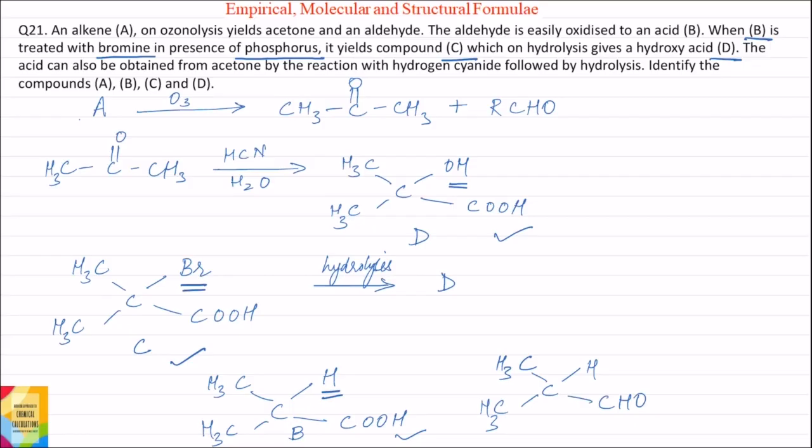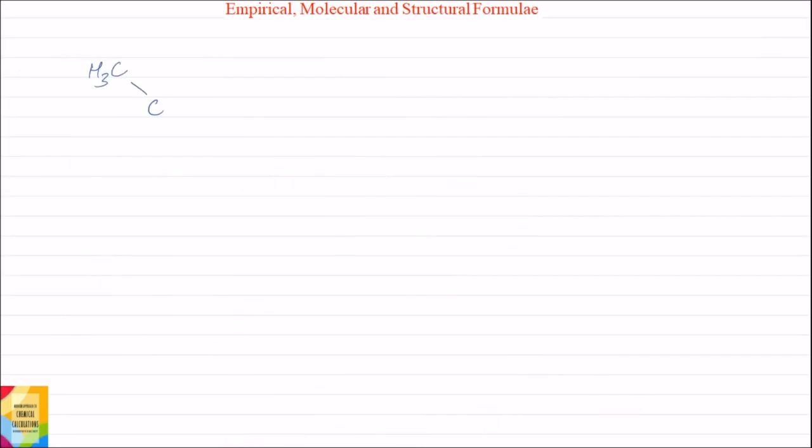Now from the structure of the aldehyde and the structure of the acetone, we can get the structure of the alkene A. Now the carbon atoms which are part of the carbonyl group in acetone and in the aldehyde, before ozonolysis, they were joined by the double bond. So the structure of the alkene A will be CH3, C, CH3, double bond C, H, C, H, CH3, CH3. This is the structure of the alkene A.